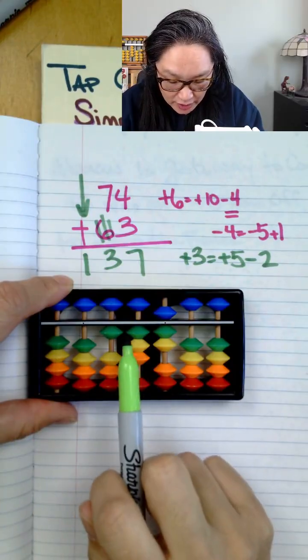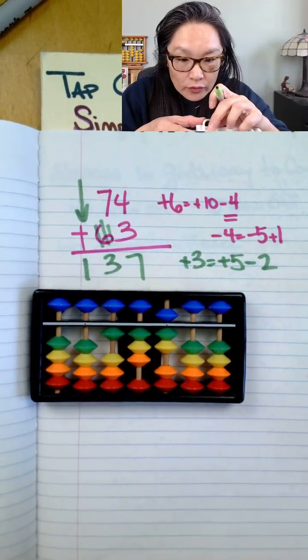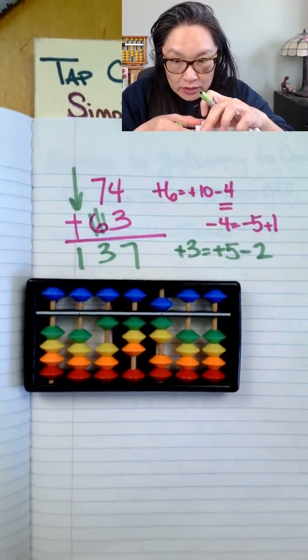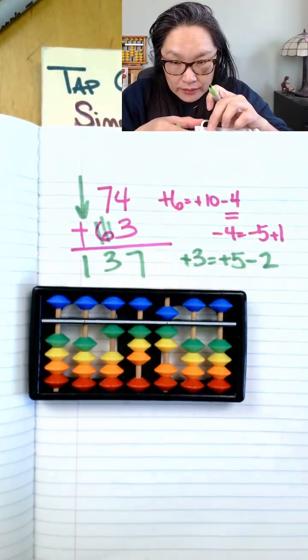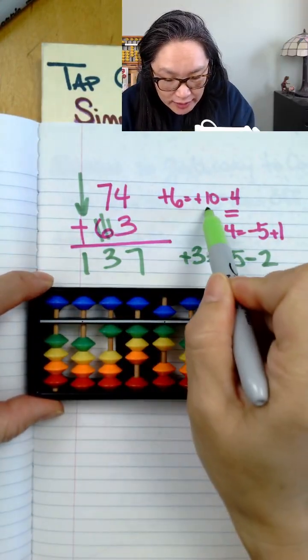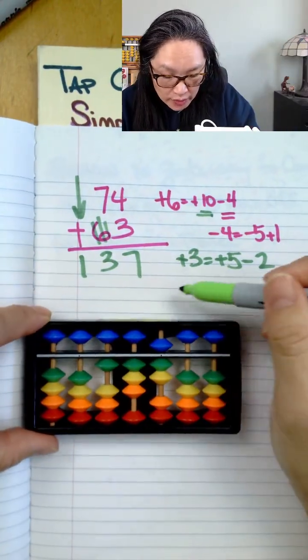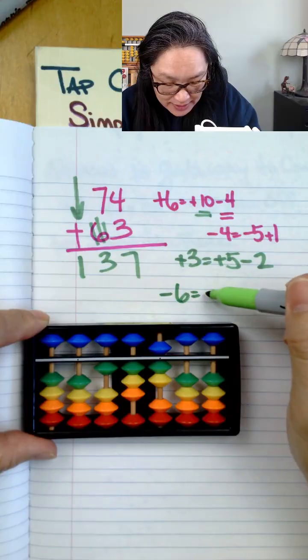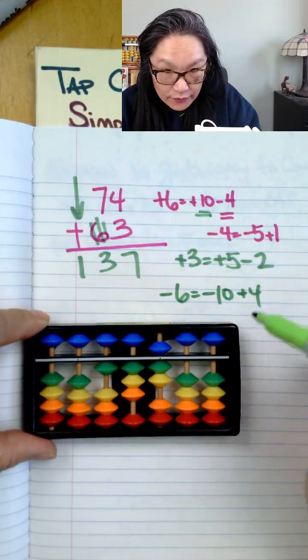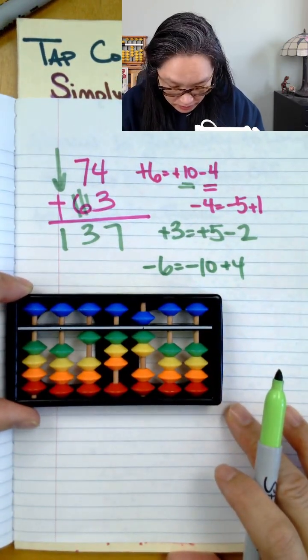So in Abacus, we actually introduced the concept of carrying over. We don't call it carrying over, but that's what we're doing, right? We're carrying over. So we already naturally carry over. We also naturally borrow. So we can do the minus, right? Minus 6 is equal to minus the 10 plus the 4. Plus the 4.